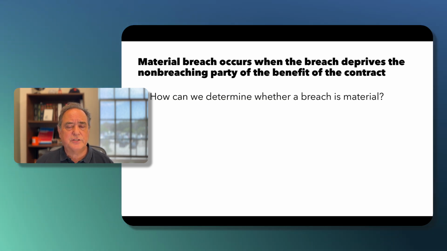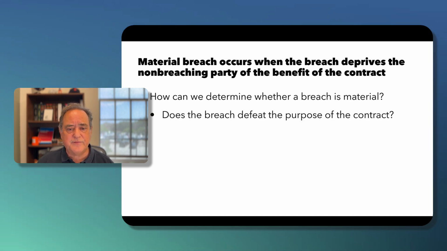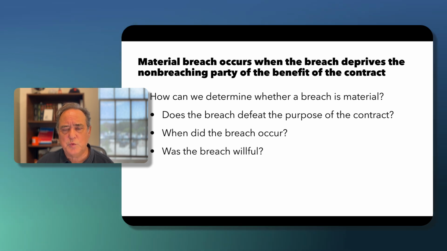Now, how can we determine whether a breach is material or not? What do we look at? Well, we look to see, first of all, does the breach defeat the purpose of the contract? Does the breach rob the non-breaching party of what it expected to receive under the contract? Secondly, when did the breach occur? And was the breach willful, meaning was it an intentional breach?